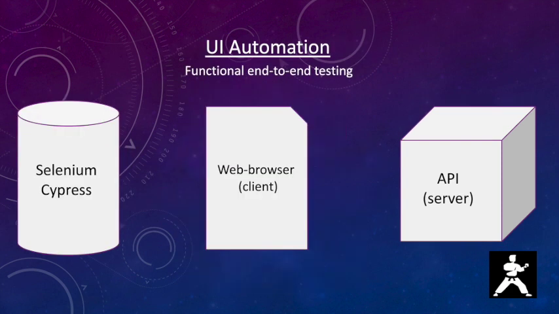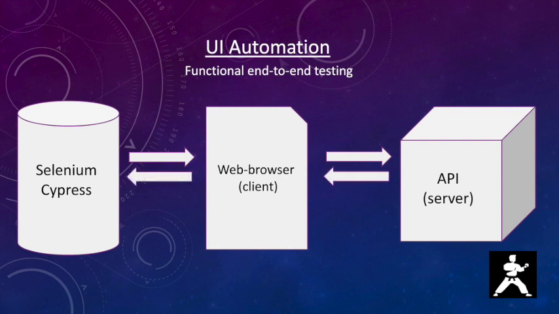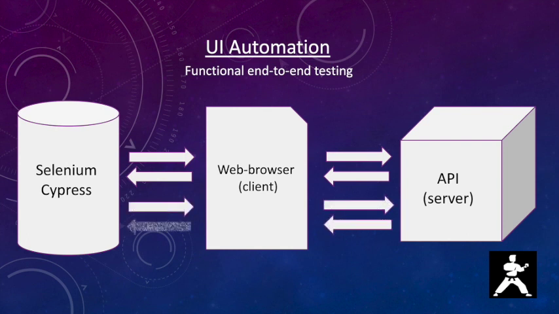Usually in functional end-to-end testing, we have three building blocks. We have our automation framework, which is Selenium or Cypress, we have a web browser, and we have our API server. And what is happening here in UI automation: our framework makes some interaction with the web browser, which calls the API and provides the response to the web browser, and in the framework we do verification that everything was fine, and we continue this process again and again.